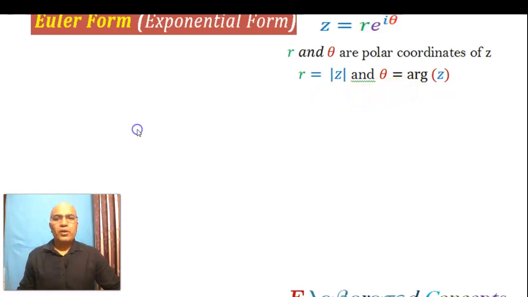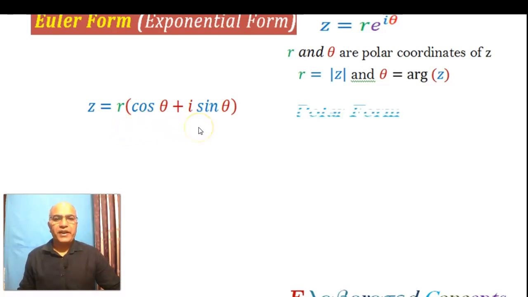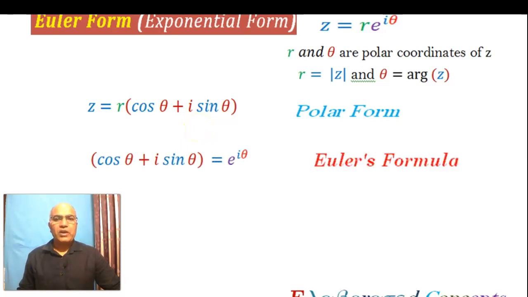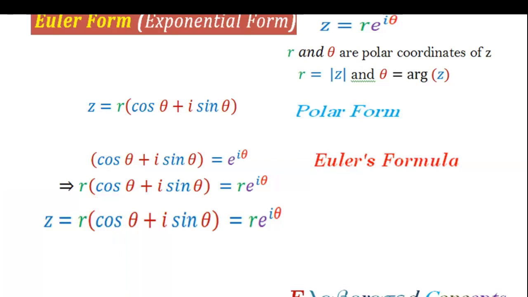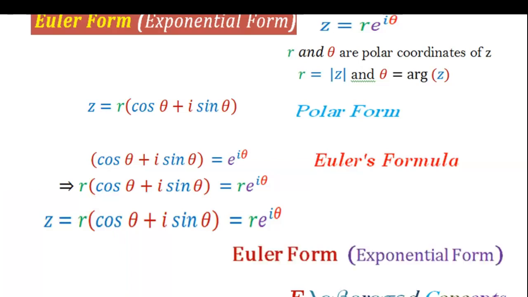Now from polar coordinates we can write the polar form of the complex number z equals r times cos theta plus iota sin theta. Using Euler's formula we get cos theta plus iota sin theta equal to e raised to iota theta. This implies r times cos theta plus iota sin theta is equal to r e raised to iota theta. Therefore we get z equals r e raised to iota theta, which is the Euler form or exponential form of the complex number.